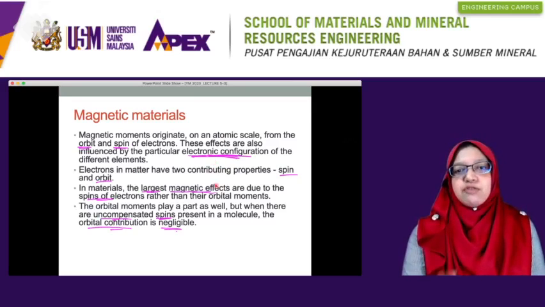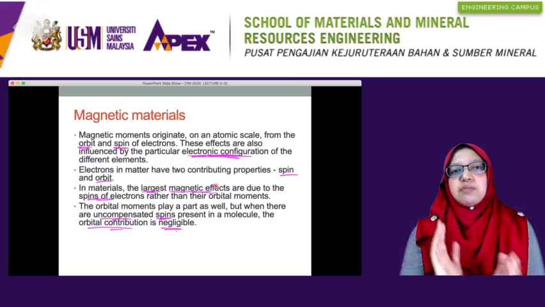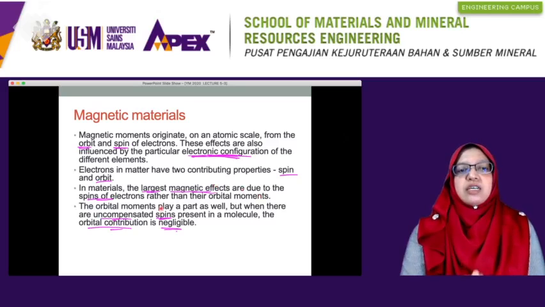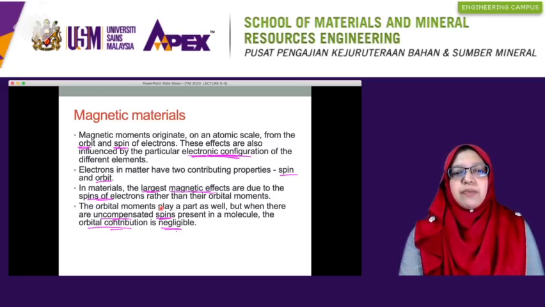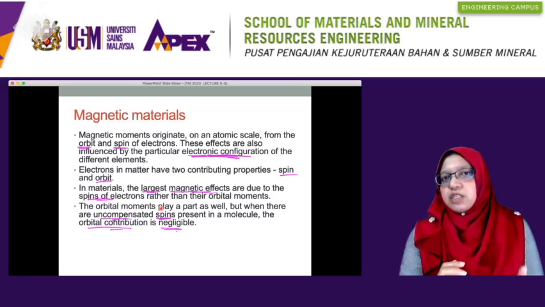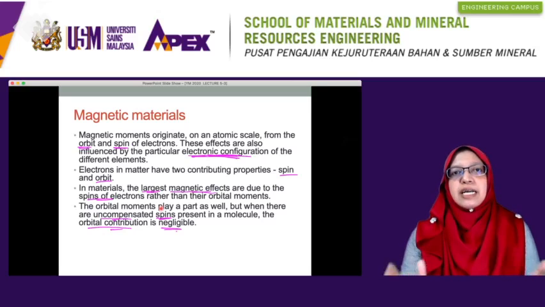Electrons in matter have two contributing properties. We have spin and orbit. In material, the largest magnetic effects are due to the spin of electrons rather than orbit moments. The orbital moments play an important part as well, but when there are uncompensated spins present in a molecule, the orbital contribution becomes negligible.